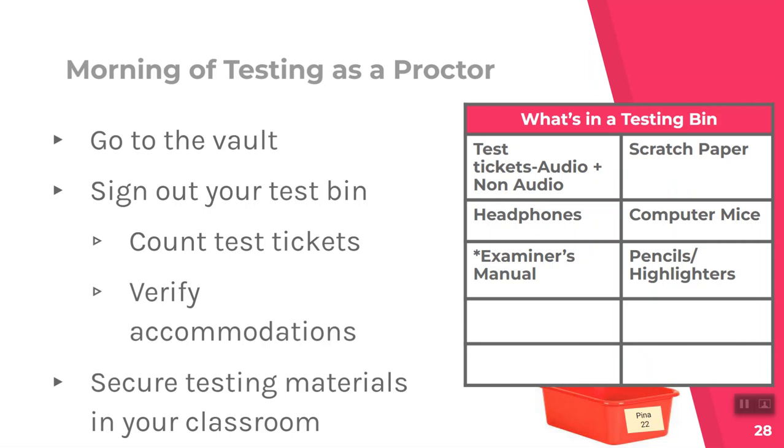In your testing bin, there will be test tickets, audio, non-audio, headphones, your examiner's manual, pencils, highlighters, mice, and scratch paper. If you are a team that would like specific scratch paper, please make sure that you email Leanne and copy Holly on this so that we can get your appropriate paper in your test bin.